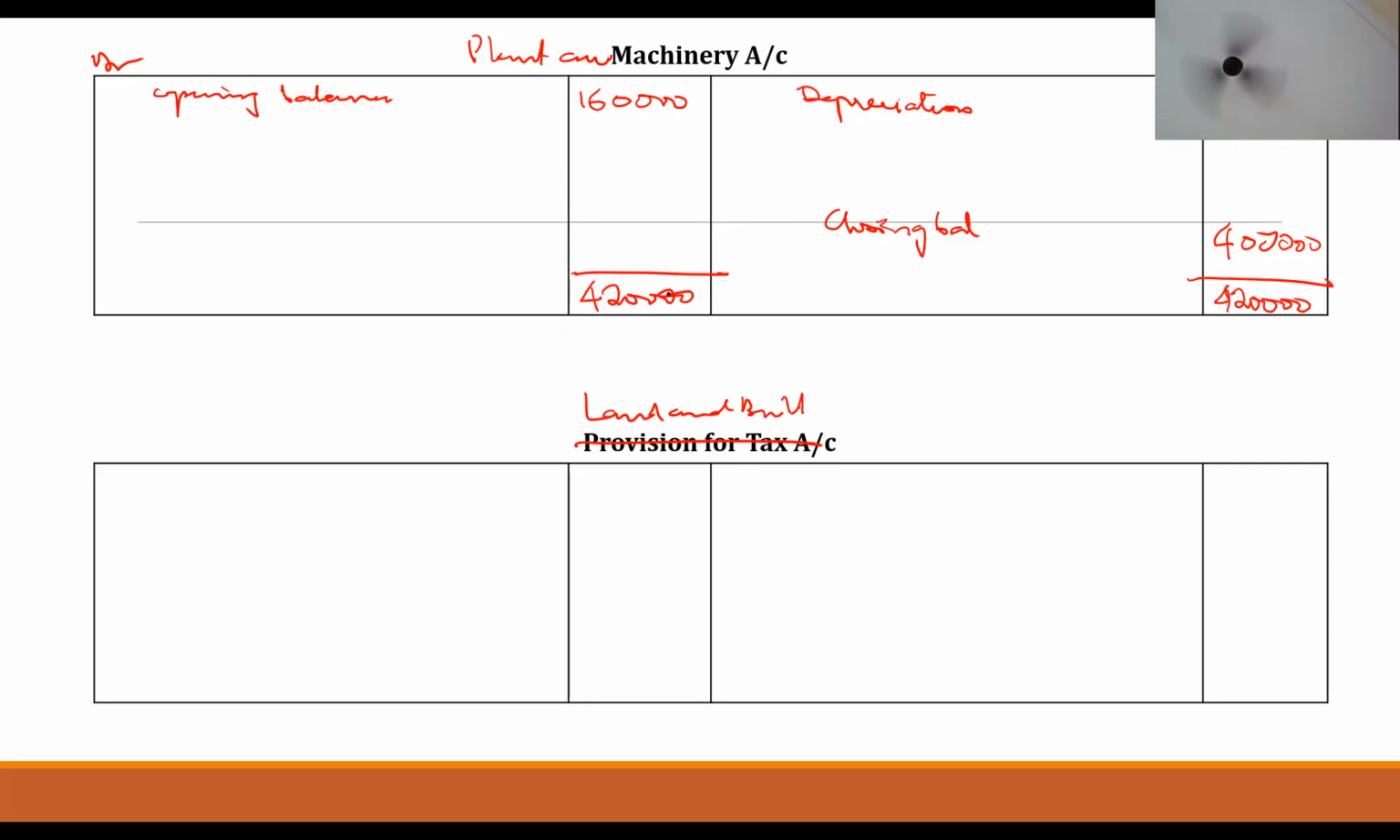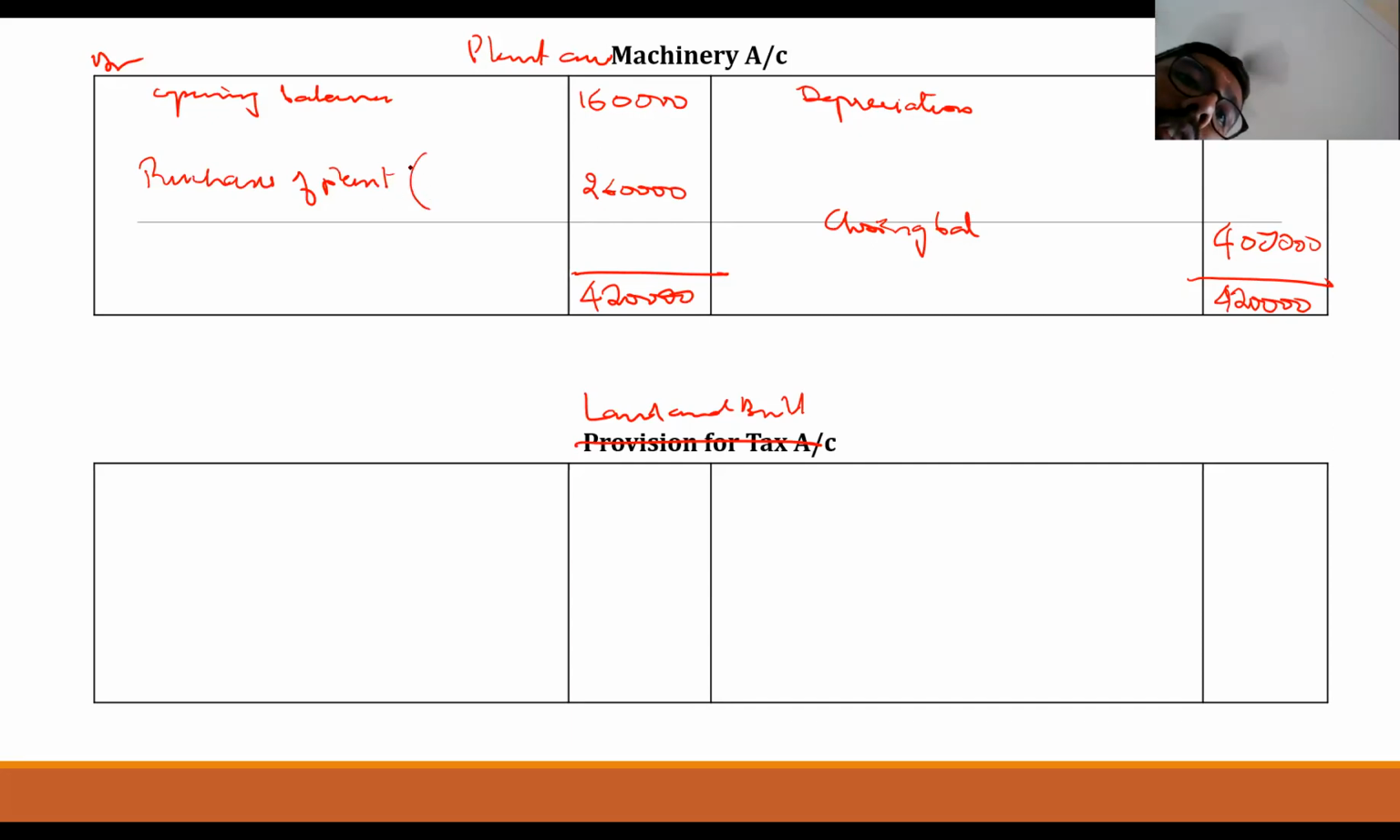And you have the opening balance. What is the difference amount? 2,60,000. What is this? Purchase of plant. How do you say that this is purchase? Because it came in the debit side. Purchase of plant.